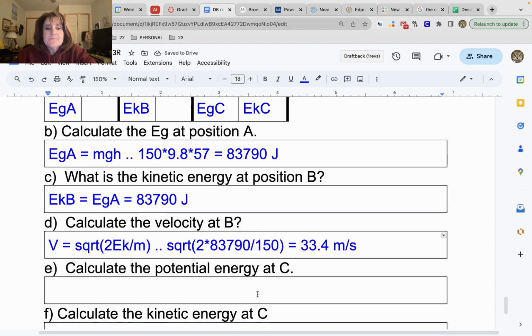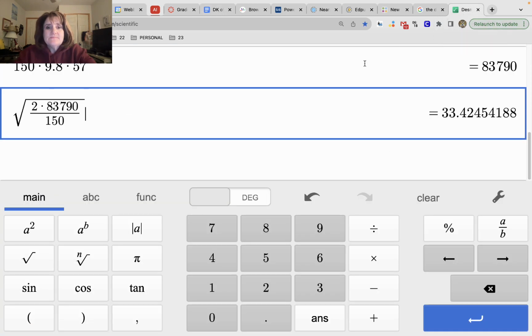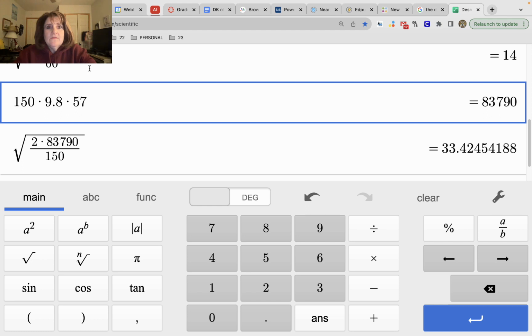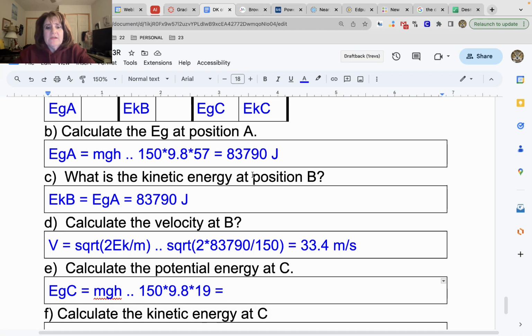Almost there. What is the potential energy at C? So I need the EG at C equals mass times gravity times height. The mass is still 150, gravity is still 9.8, but now the height is only 19. 27,930 joules.